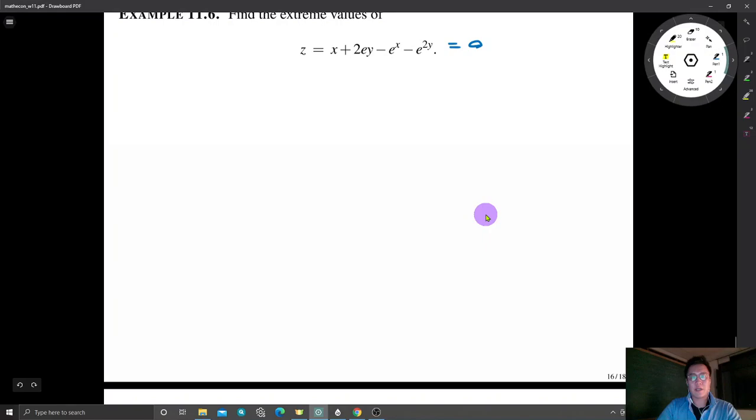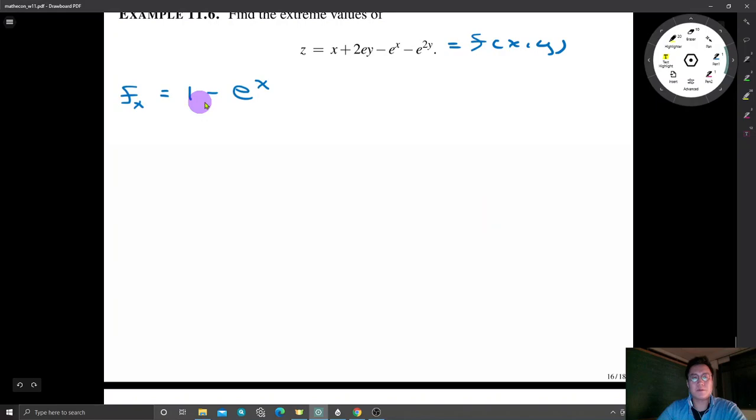Then f sub x, that is 1 minus e to the power negative x. Okay? 2e, remember e is a number, an irrational number. 2ey, that is a constant. So that goes away. And negative e to the power x, so the derivative of e to the power x is itself. Okay, so we just have e to the power x. Negative e to the power 2y, because y is a constant. So that also goes away. Okay, so we have these two terms.